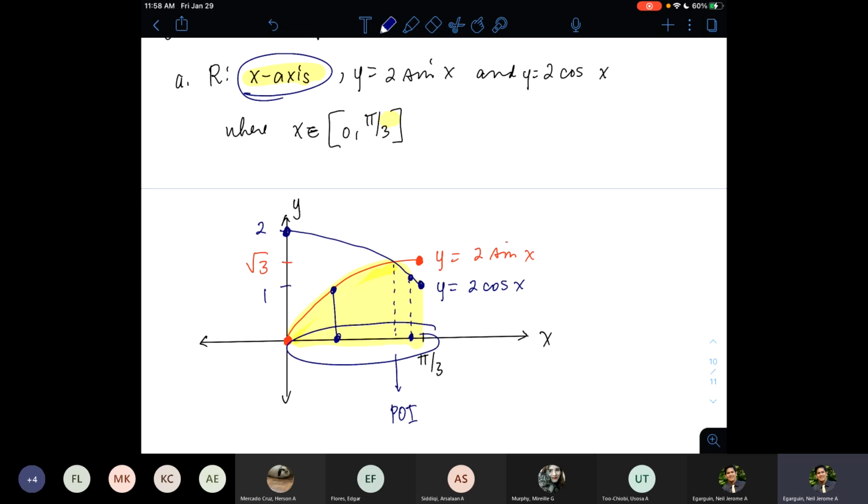Unfortunately, I have another class starting at 12. I'm a little bit late on that. I hope that helps, though this problem is a little bit tricky and a little bit vague for me. But the idea is the same. It's a top region minus the bottom region, top function minus the bottom function.